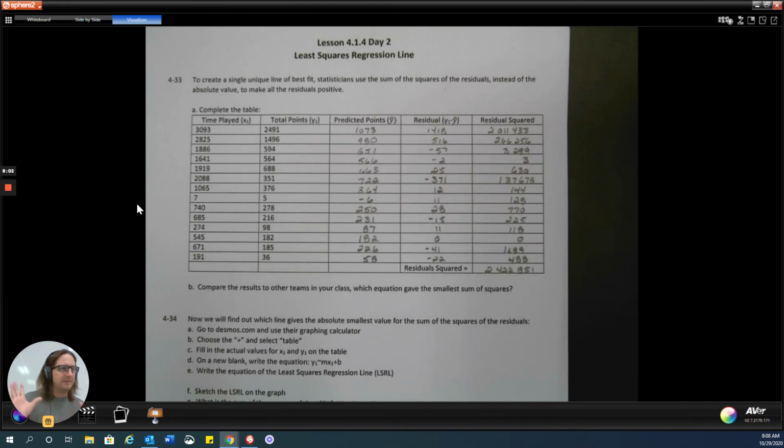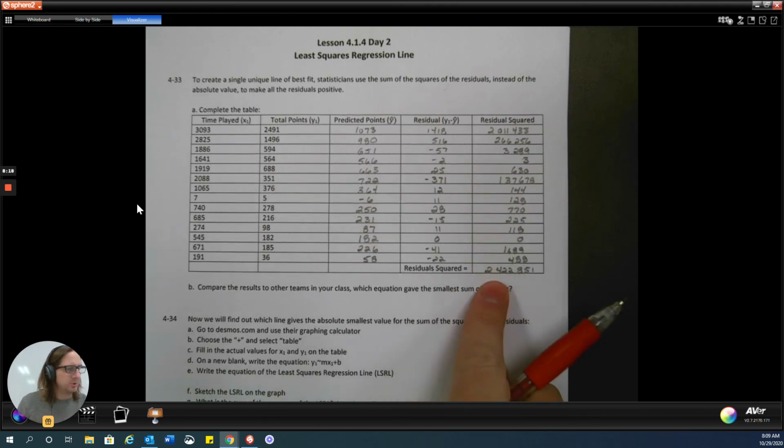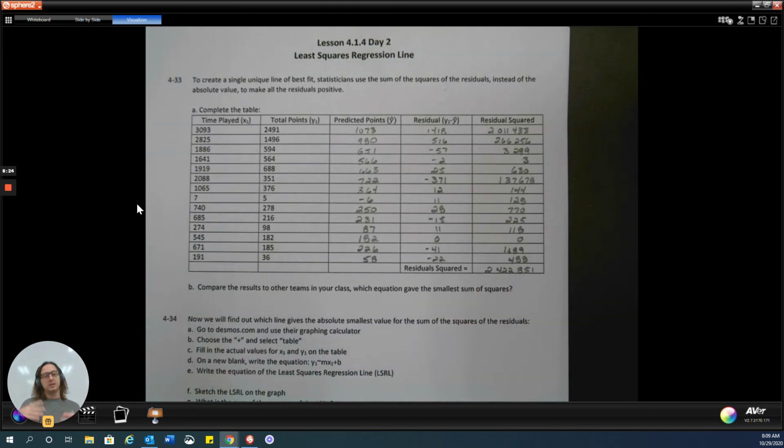Okay, so if we can find the sum of residuals for all the different lines that all the different people in all our different classes made for their line of best fit, the one with the smaller sum would be the better line of best fit. So if you came up with a residual sum that was only 1 million instead of my 2 million, your line's better than my line. So we've got a whole bunch of different lines, and hopefully in class you compared them and saw what was going on. But now we need to find out what the absolute best line is.